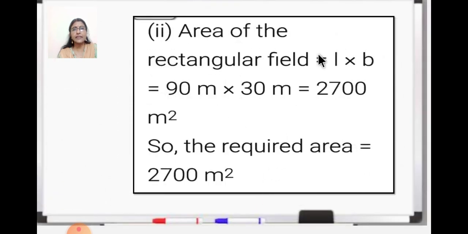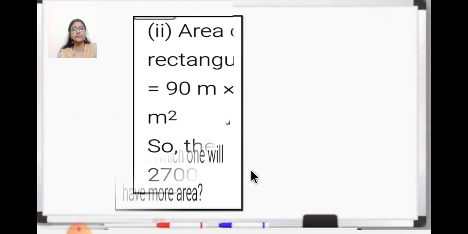And area of the rectangular field, you know, L into B. So length we know, 90 meter it is given in the question, and breadth we just now have calculated 30 meter. So when you multiply these two values, you will get 2700 meter square. So the required area is equal to 2700 meter square. So you need to solve all these questions and then you will select the right option.